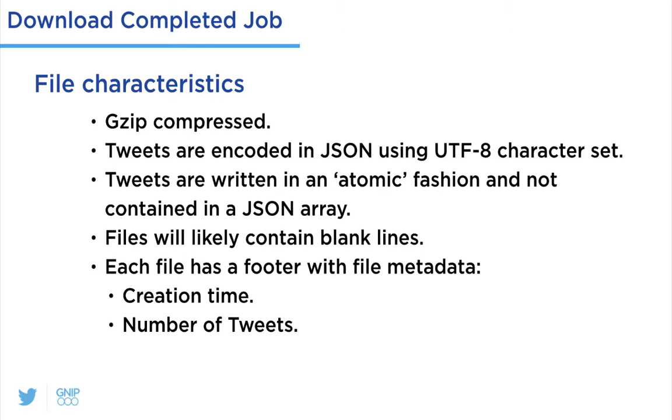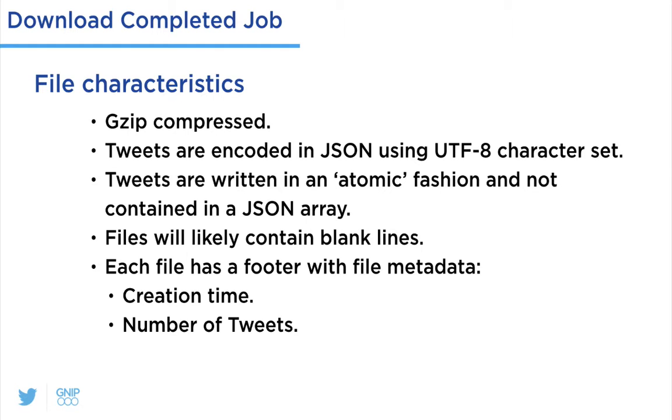Let's talk a bit about the file characteristics of the files that you will be downloading. First, again, is that as downloaded, they will be gzip compressed. The tweets in those files are encoded in JSON using the UTF-8 character set. The tweets are written in an atomic fashion and are not contained in a JSON array. In a minute, we'll take a quick tour of a sample file to illustrate that. Also, the files will likely contain blank lines, so as you're developing your parsing code to open these files and parse out the tweets, your code needs to be tolerant of that.